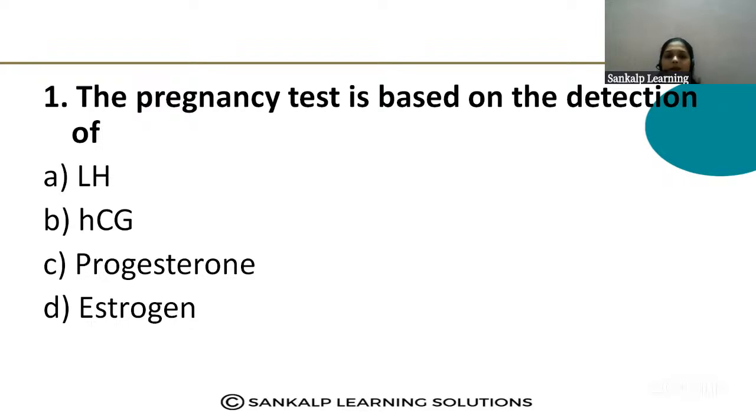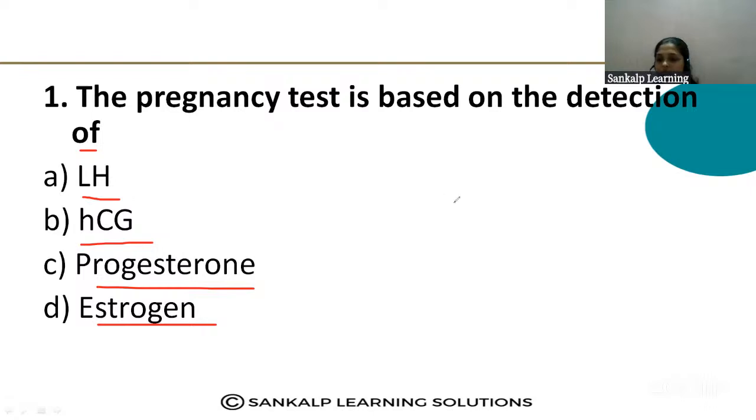Okay. First question is, the pregnancy test is based on the detection of luteinizing hormone, HCG, progesterone, estrogen.